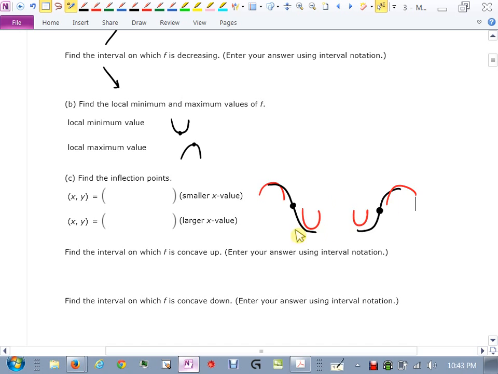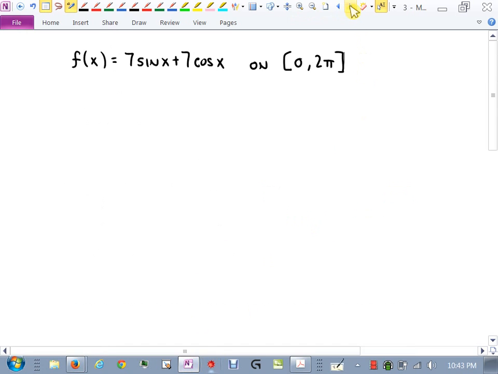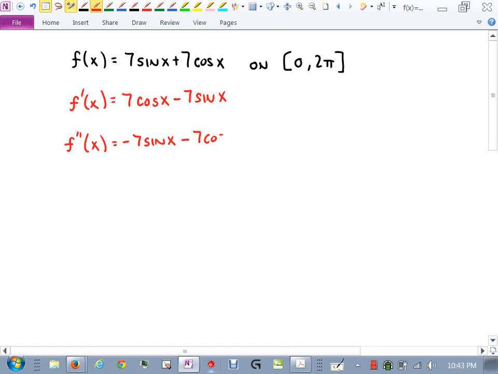So to do all of this, we're going to have to work with the first and second derivatives. So what I'd like to do to start is take our function and take its first and second derivative. The first derivative of this: 7 is a constant, derivative of sine x is cosine x. And then 7 is a constant, derivative of cosine x is negative sine x, so that makes it negative 7 sine x. Then I'll need the second derivative to work with the concavity. So take the derivative again. Derivative of 7 cosine x is negative 7 sine x, and the derivative of negative 7 sine x is negative 7 cosine x.